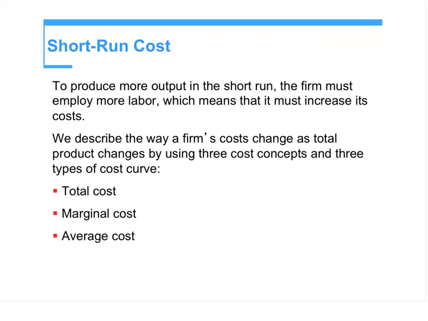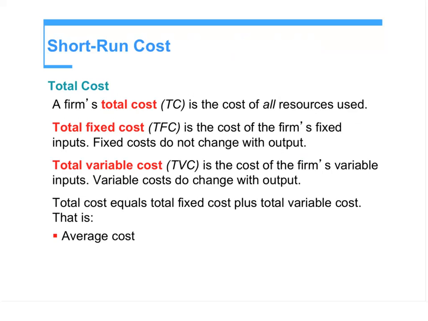So to produce more output in the short run, the firm must employ more labor. That's true, which means that it must increase its cost. But we describe the way a firm's cost changes as total product changes by using three cost concepts: total cost, marginal cost, and average cost. We've got to understand these three concepts: the total cost, marginal cost, and average cost.